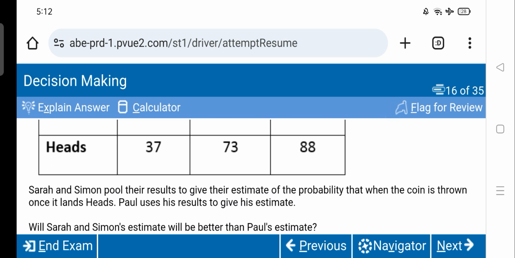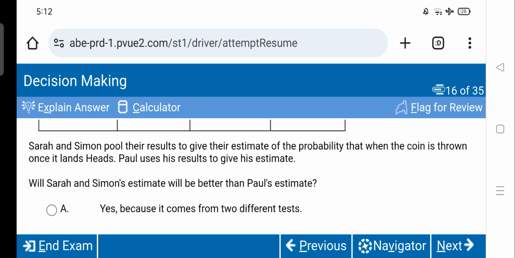Sarah and Simon pool their results to give their estimate of the probability that when the coin is thrown once it lands heads. Paul uses his results to give his estimate. Will Sarah and Simon's estimate be better than Paul's estimate?